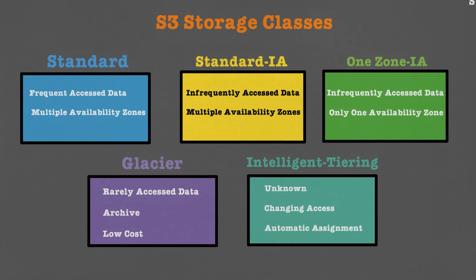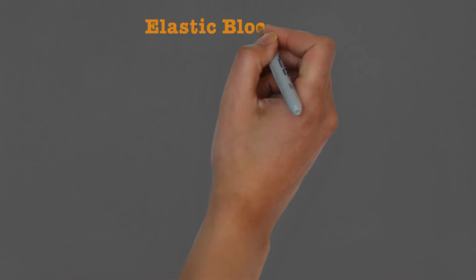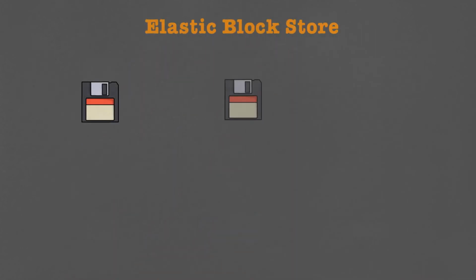And finally, if you are unsure whether you will access your data infrequently or not, then you should select Intelligent Tiering. Intelligent Tiering automatically assigns your object a storage class that best matches your access pattern.